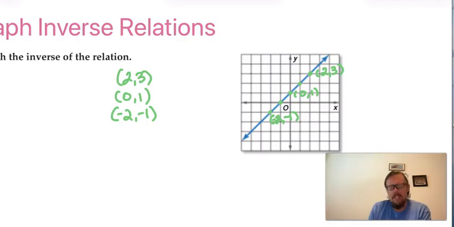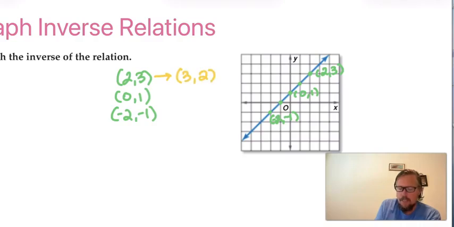We could use any points that we want to. We really just need 2, but I'm going to go ahead and use 3 just because. Okay, so let's find our inverse points, which we find just by switching the x and the y: 3, 2, 1, 0, and -1, -2.